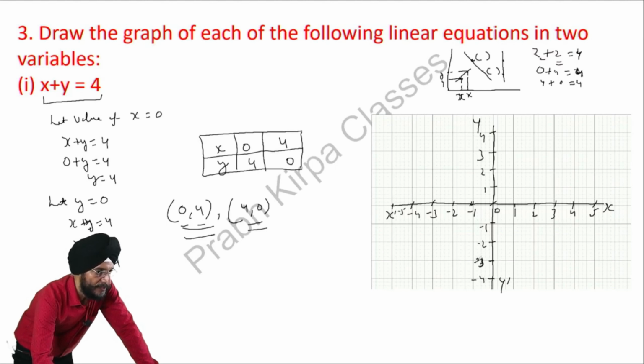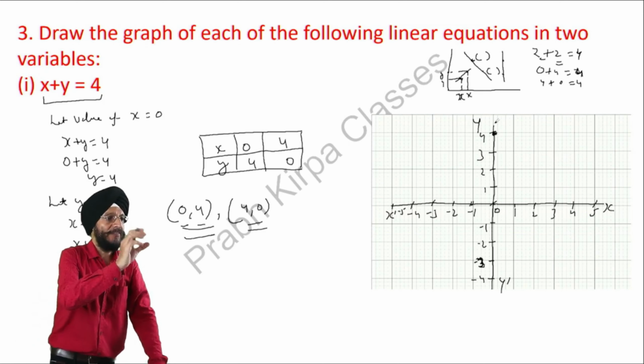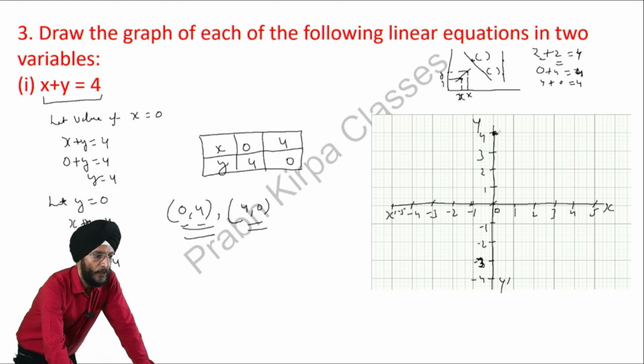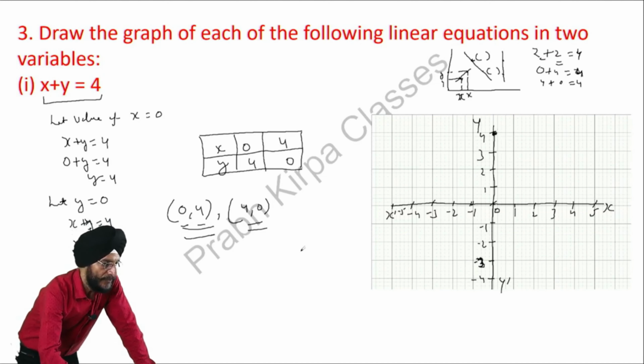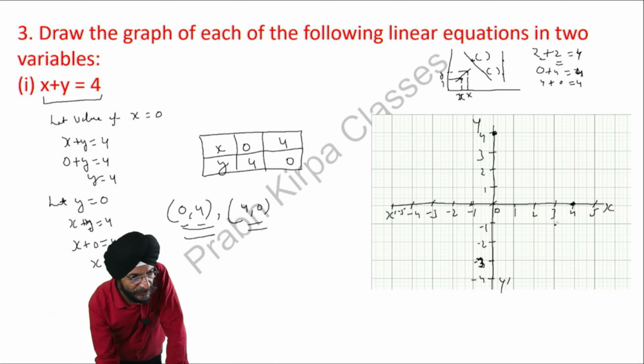Now what are the values of x and y? The value of x is 0, and the value of y is 4. Here it is the first point. On the basis of the first solution, we have plotted the first point on the graph. Then in the second case, the value of x is 4, the value of y is 0. So now we will join both these 2 points.